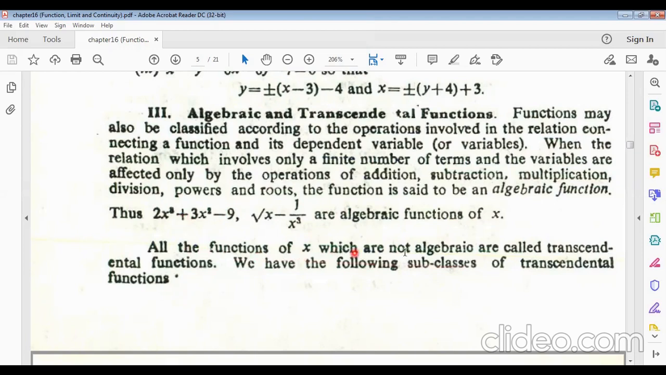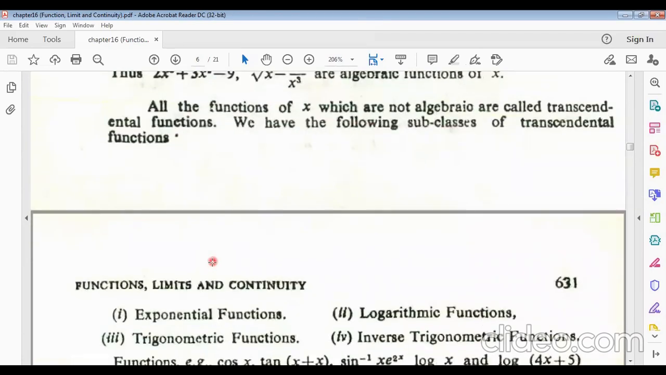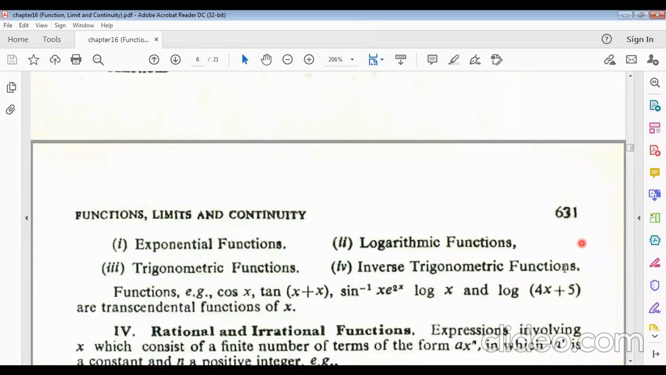All the functions of x which are not algebraic are called transcendental functions. Remember it. The function which cannot be expressed as an algebraic one is called what? Transcendental function. Now what are the transcendental functions? There are four types of transcendental function: exponential functions, logarithmic functions, trigonometric functions, and inverse trigonometric functions.